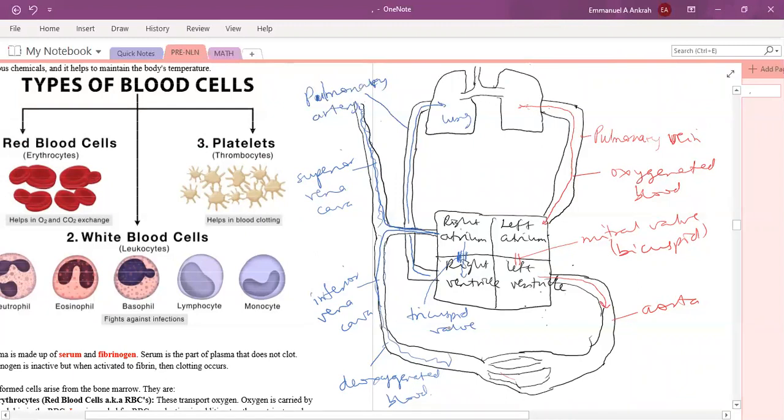So let's go here. This is blocked, it's not working. Left heart is not working. Okay, let's say this is not working here. This is not working.